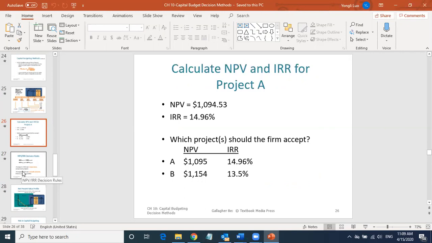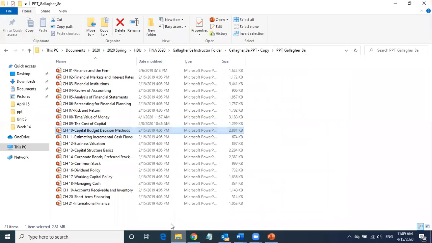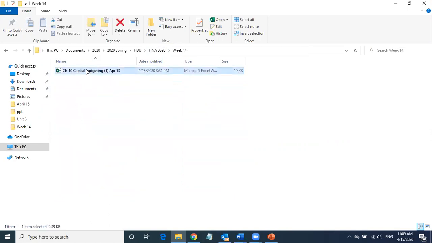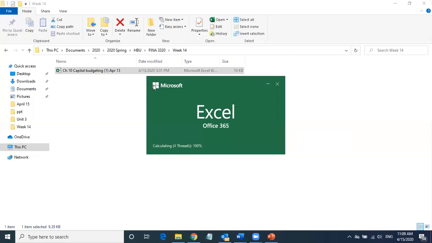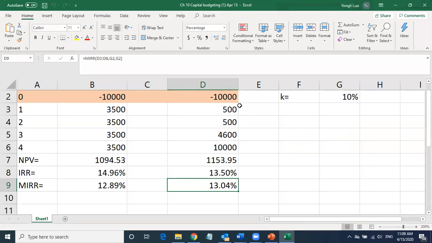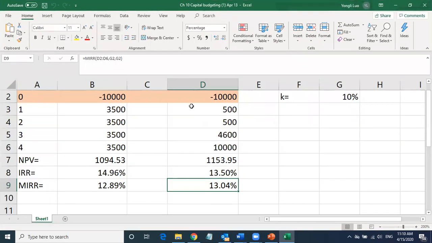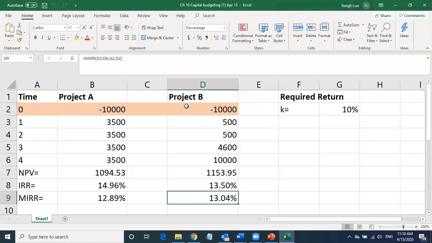Okay, let's see what we did last time. We worked on an example. Look at the example we did for the calculation. I already have this file uploaded on Blackboard. So this is my question: if you have both project A and B, those two projects are mutually exclusive.